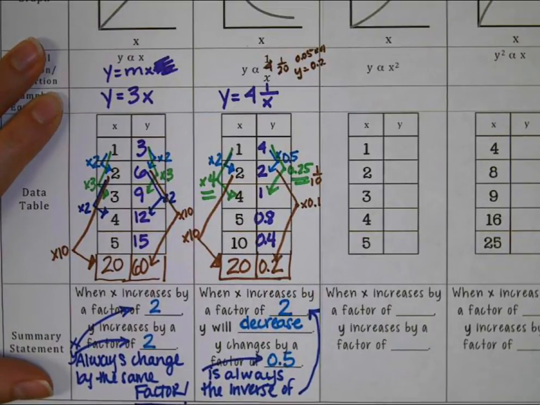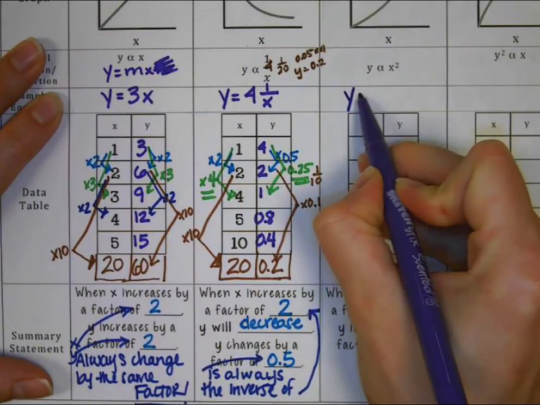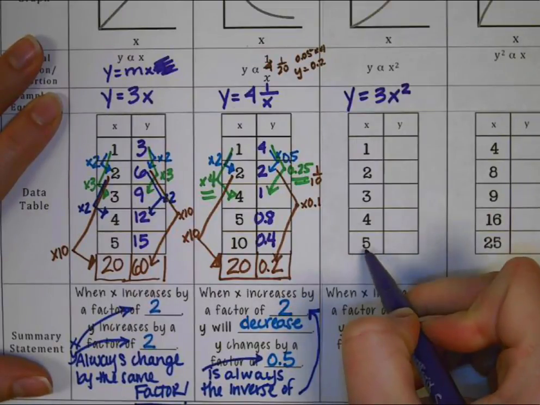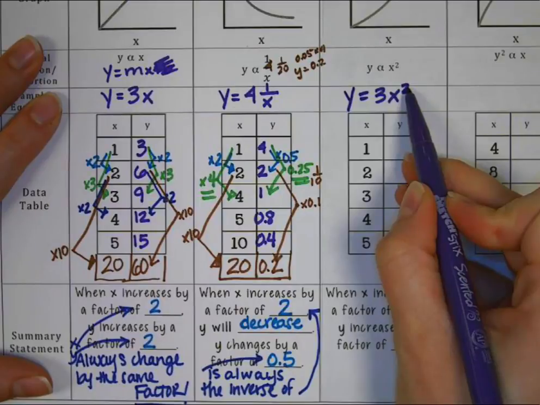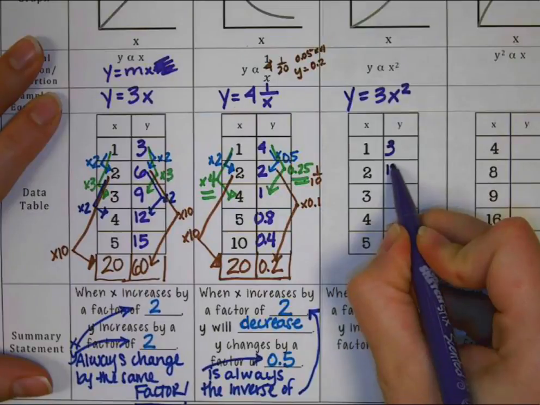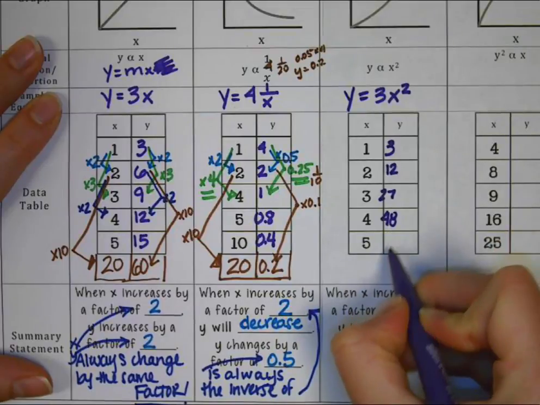Okay, let's move on to our next relationship, what we call the top opening parabola, or that y is proportional to x squared. So let's write an equation for this one. Y equals 3x squared. Again, go ahead and pause right now if you'd like to try this one on your own, or let it play if you'd like to see the answers. So if we plug in these numerical values for x, 1 squared is 1 times 3, that's 3. 2 squared is 4 times 3, that's 12. 3 squared is 9 times 3, that's 27. Our next ones are 48 and 75.